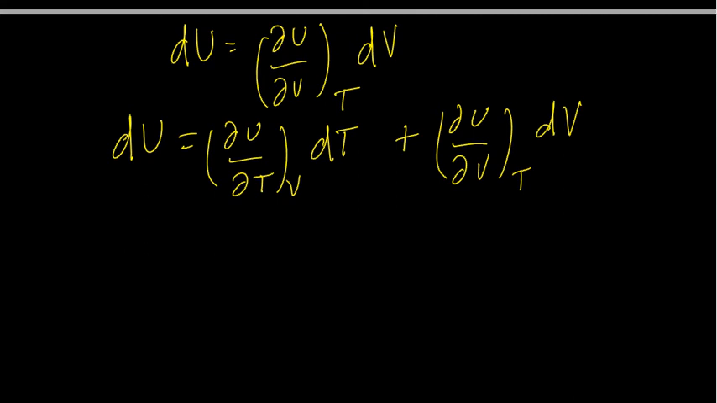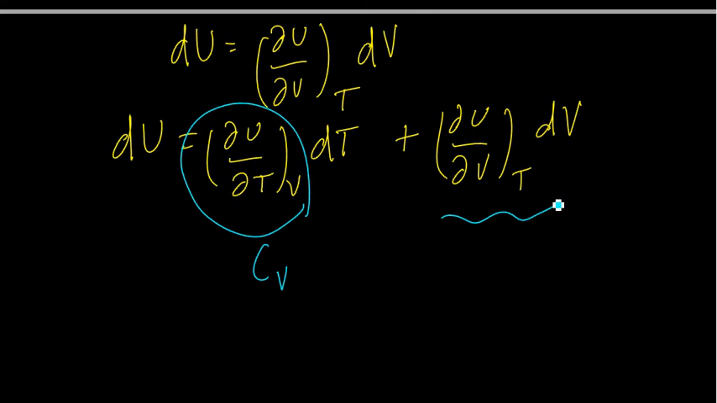So what we can associate this fellow with is this fellow over here. That's the heat capacity, and it's at constant volume. So we call this CV, right? This fellow is something we don't know.